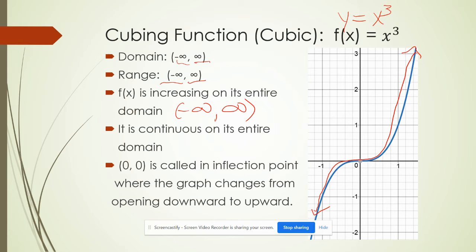The graph is continuous because I don't have to pick my pencil up to trace it from left to right. And the 0, 0 is an inflection point. That's kind of more just knowledge for you rather than anything that you have to memorize.